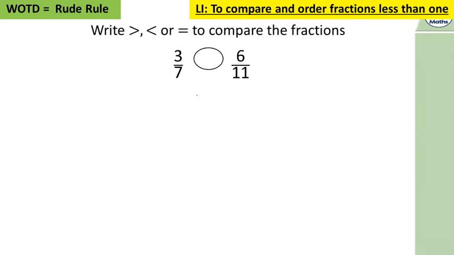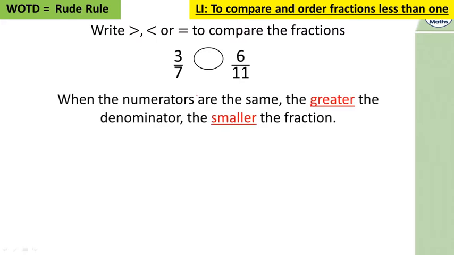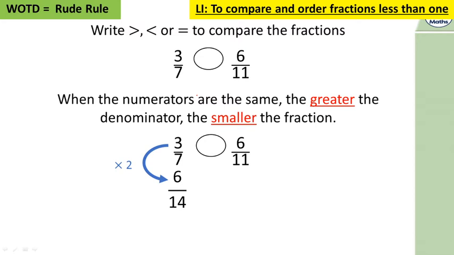So here, bigger or smaller than, to compare the fractions 3/7 and 6/11. When the numerators are the same, the greater the denominator, the smaller the fraction. Is there a way to make those numerators the same? How do you get 3 equals 6? So if you times that by 2, 3 times 2 is 6. Whatever you do to the top, you do to the bottom. So 3/7 is the same as 6/14.